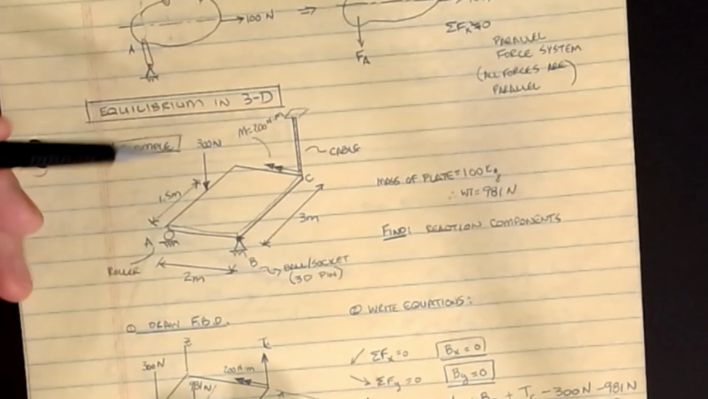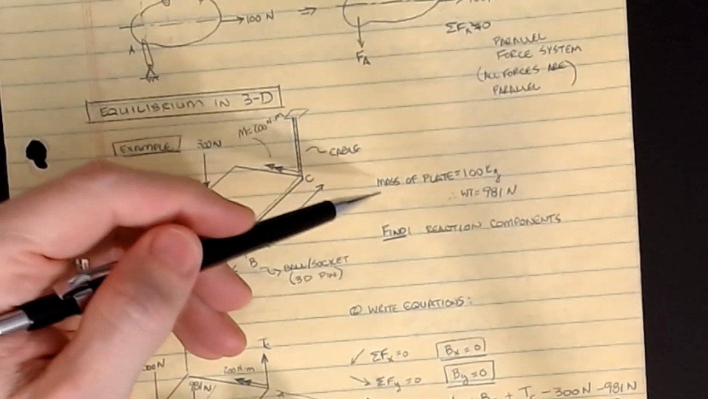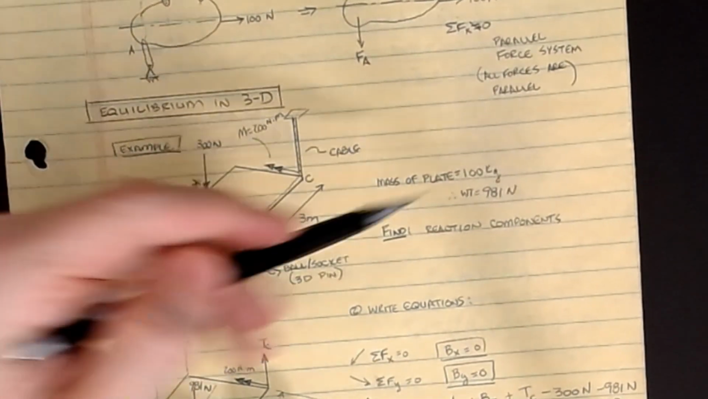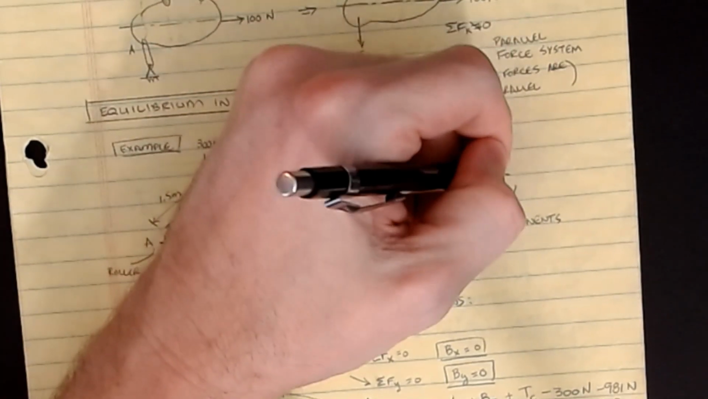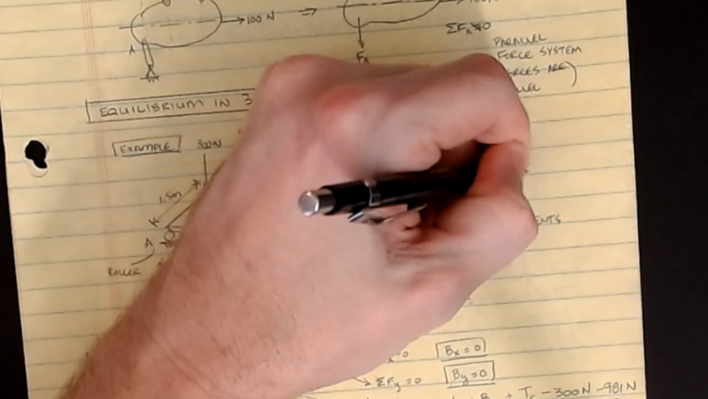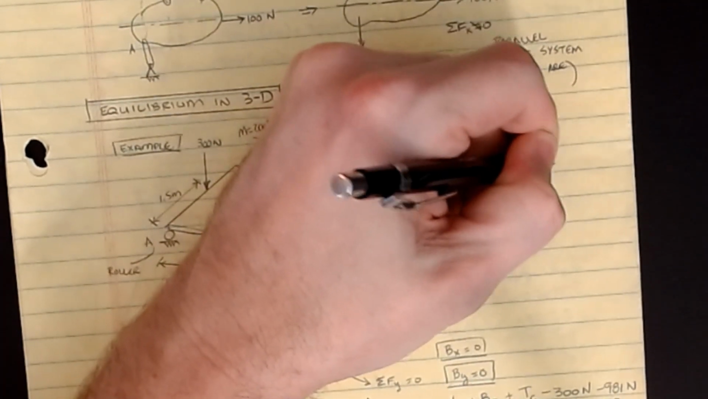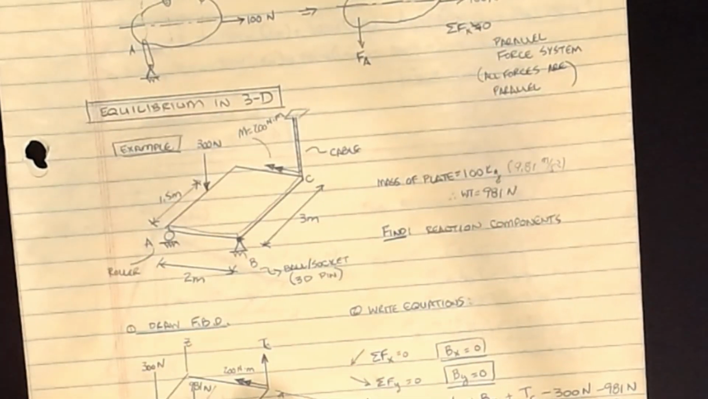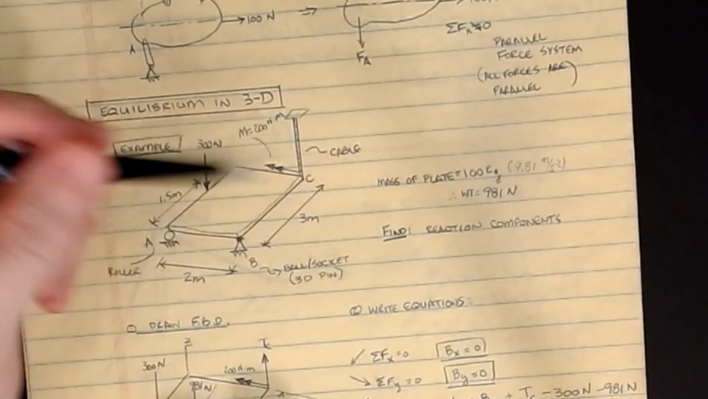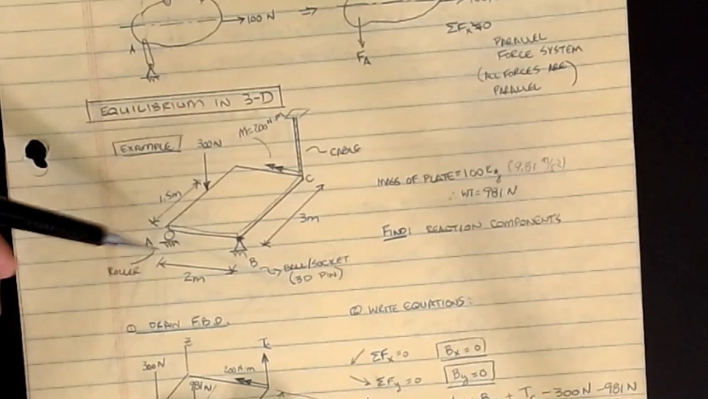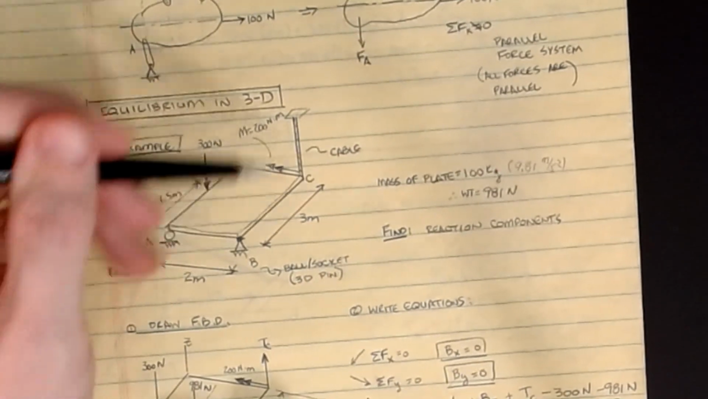So in this example, we know that the mass of the plate is 100 kilograms, meaning that the weight is 981 newtons. And again, we take that mass and multiply it by 9.81 meters per second squared. That gets me the 981 newtons. Okay, what we want to find are the unknown reactions. So I want to find the reactions at A, the reactions at B, and in this rope.